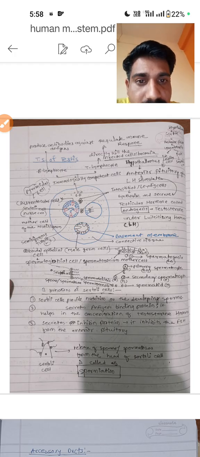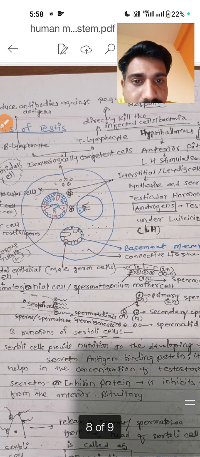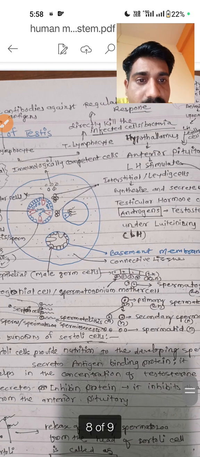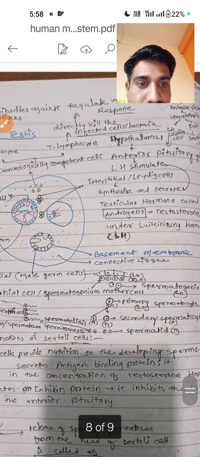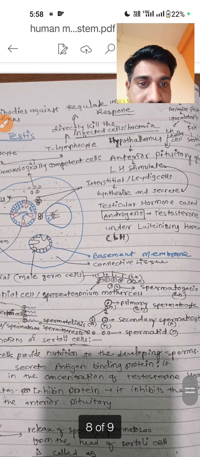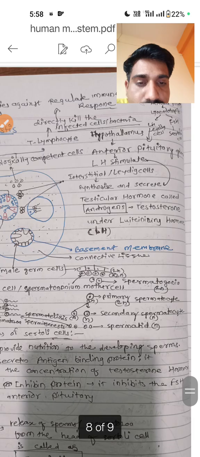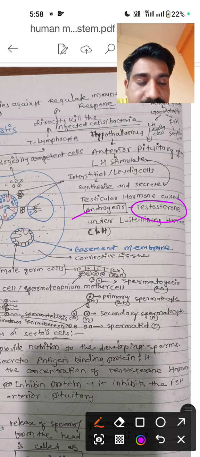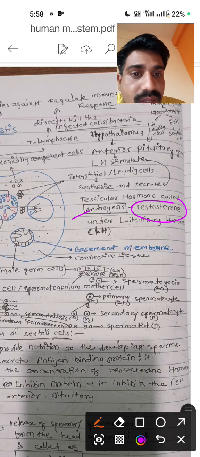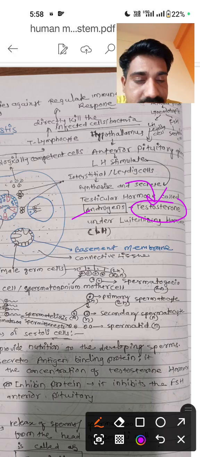After that, there are also other cells present in the testes. These are the interstitial or Leydig cells. What is their function? They synthesize and secrete the testicular hormone, androgen. The main male androgen is known as testosterone. Testosterone is produced by the Leydig cells, or interstitial cells.